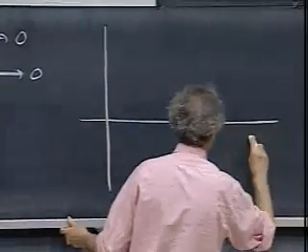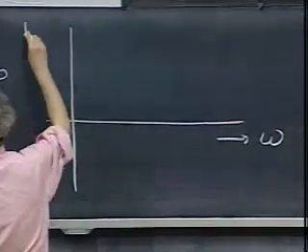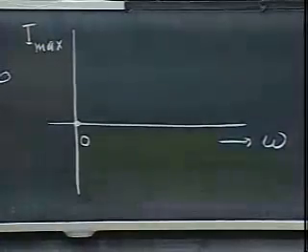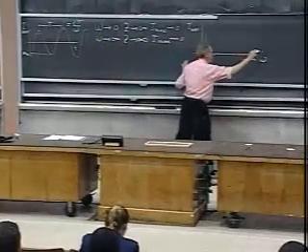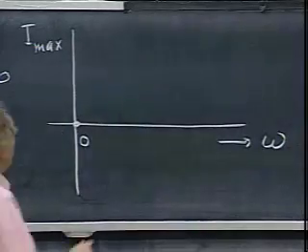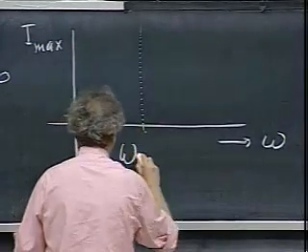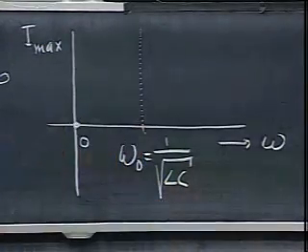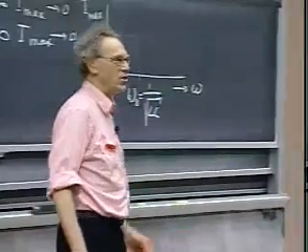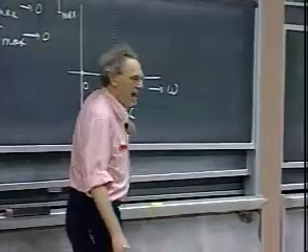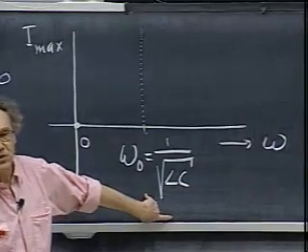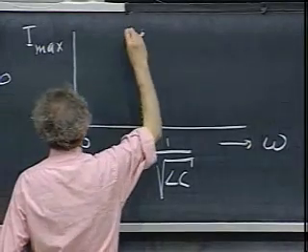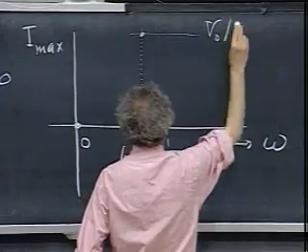So here is omega, and here is Imax. We already agreed that when omega is 0, then Imax is 0. But when omega is very high, it's also 0. But when omega is at resonance, omega 0, which is 1 over the square root of LC, notice that R has nothing to do with the resonance frequency. It's really determined by L and C, because it's the X that you want to make 0, and X is only a function of L and C. At this frequency, we have a value here, which is V0 divided by R.